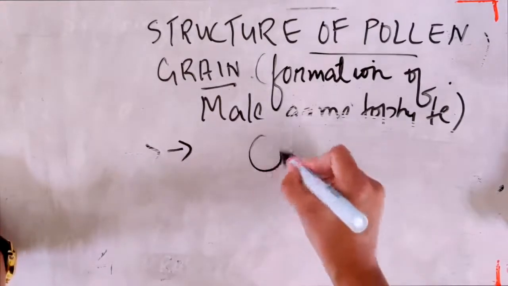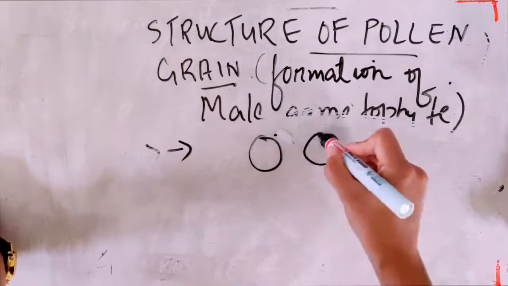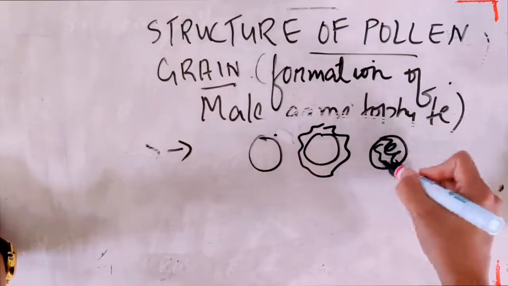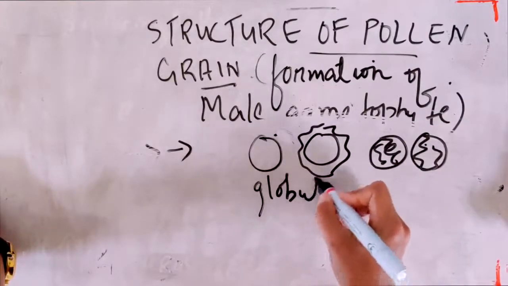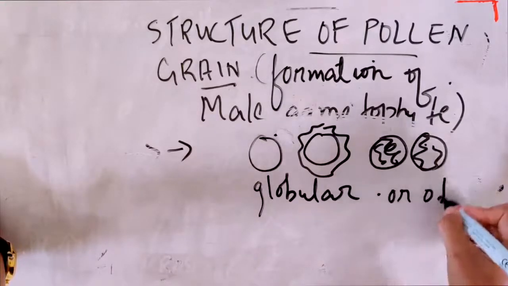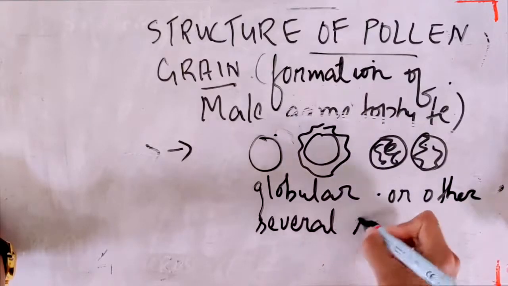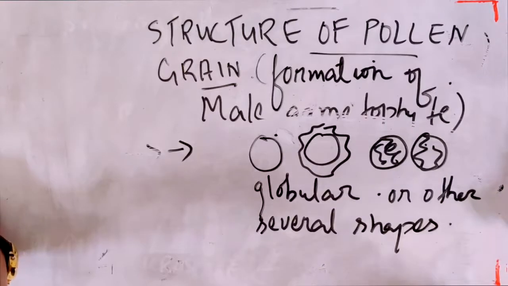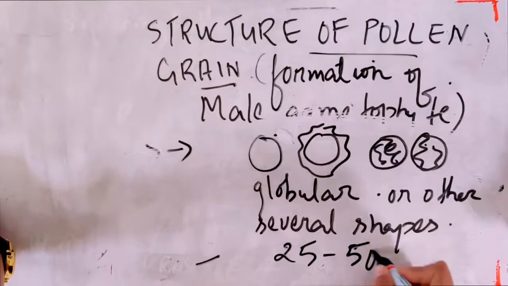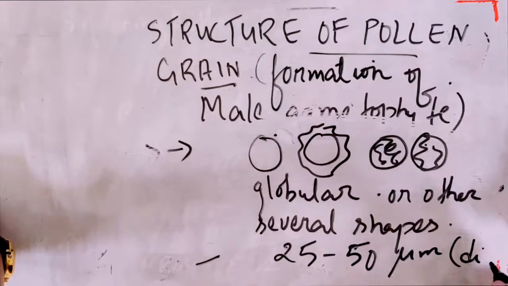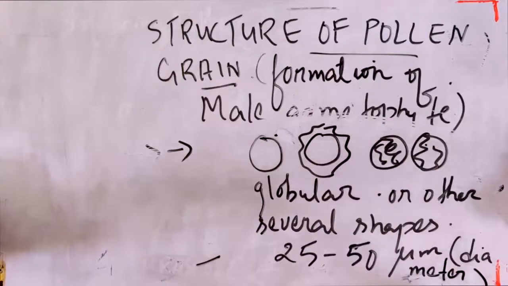Pollen grain structure: they can be globular, you know, just round structure. Some are spiny, some are spiral. So there are several types of pollen grains. They are mostly globular structure, or several other shapes. They are of different shapes, sizes and structure. Mostly the pollen grain diameter is 25 to 50 micrometer.